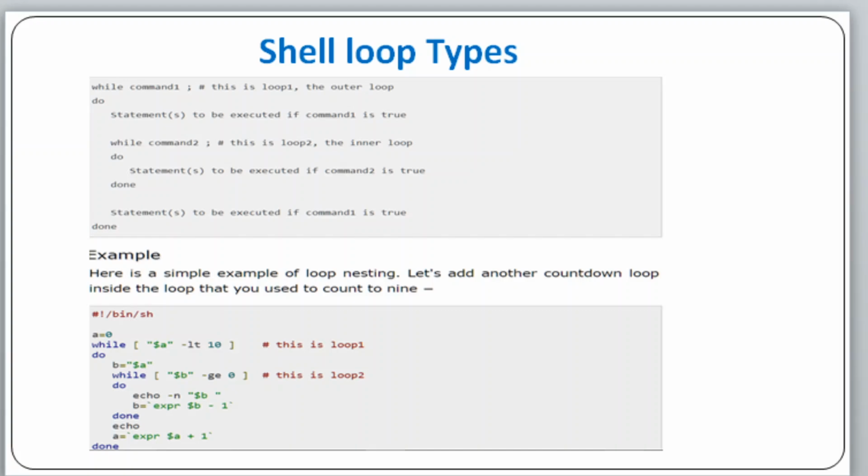So here's some example of shell loop types. I know this is kind of hard to see, but it says while command 1. It says this is loop 1, the outer loop. Do statement to be executed if command 1 is true. So while this is true, do this. And while command 2 is true, do this. And then you would finish it with done. So we finish while loops with the phrase done.